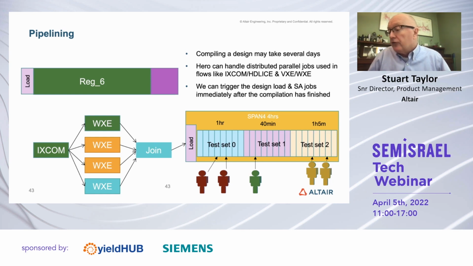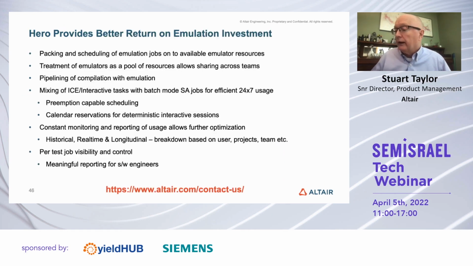Hero can handle the distributed parallel jobs used in flows like IXCOM and VXE, WXE in the Palladium flow. And the mechanism to handle the pipelining is to make the design loader or regression handler job dependent on successful completion of the compilation flow. And this is possible to do because, again, Hero is based on a regular batch system that supports job dependencies. So now we can pipeline compilation and simulation acceleration runs. And this keeps the emulators busy and working on the most recent builds.